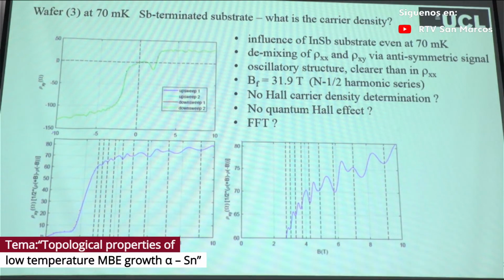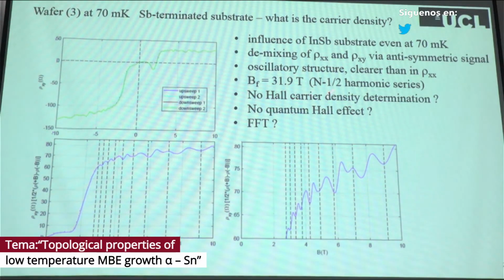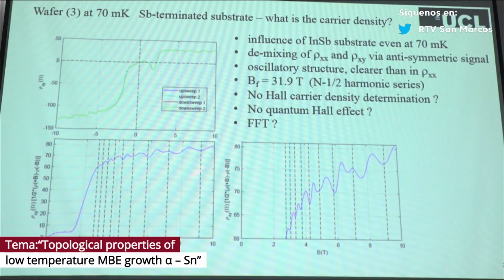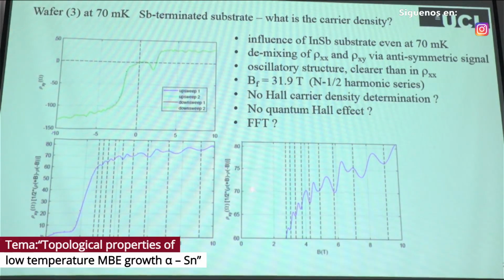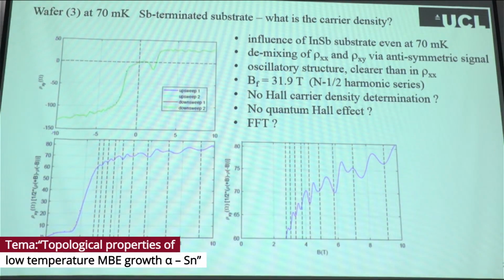We still don't know what the carrier density is. We've got no carrier density from the Hall effect. We've got no quantum Hall effect. But what is interesting is these magneto-oscillations are a lot clearer in the Hall effect. We still don't quite understand that.